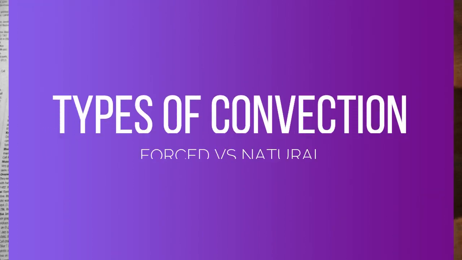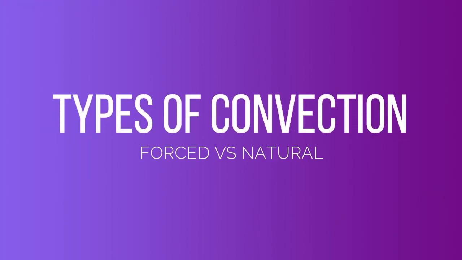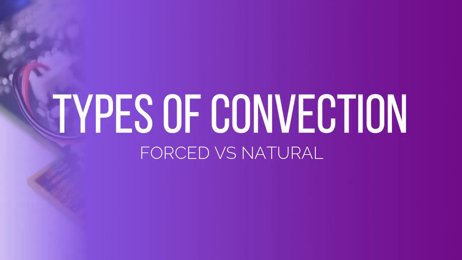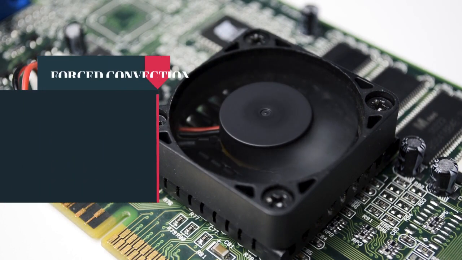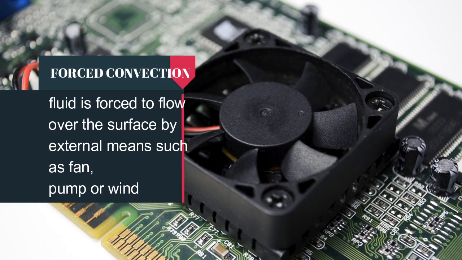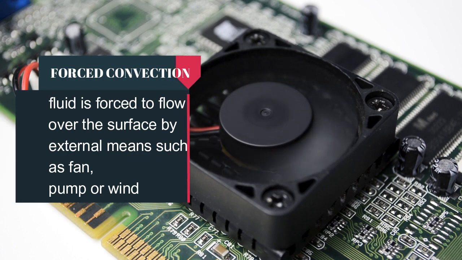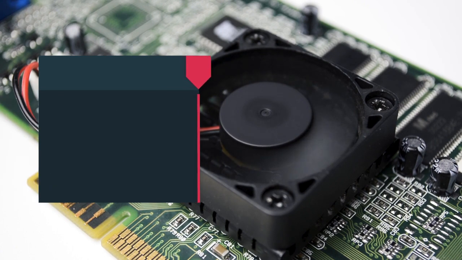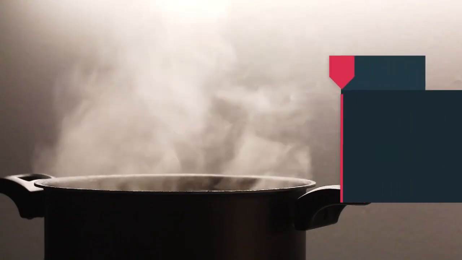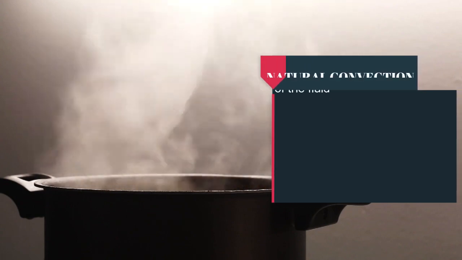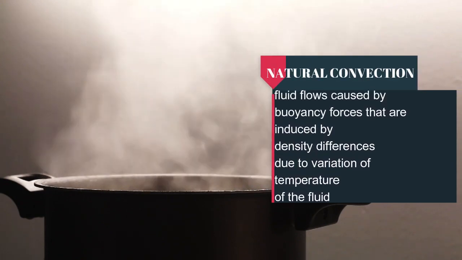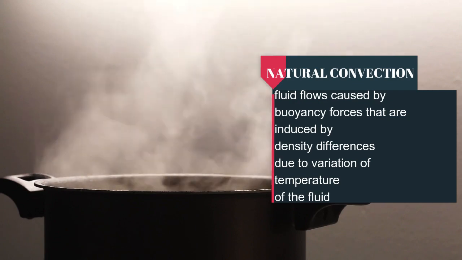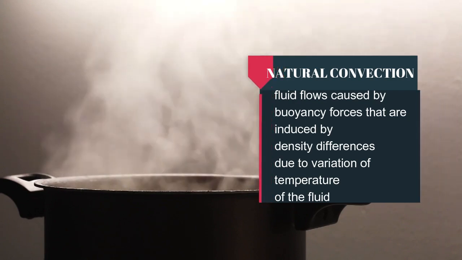There are two types of convection, which are forced convection and natural convection. Forced convection is when the fluid is forced to flow over the surface by external means such as a fan, pump, or wind. Natural convection is when fluid flow is caused by buoyancy forces that are induced by density differences due to variation of temperature of the fluid.